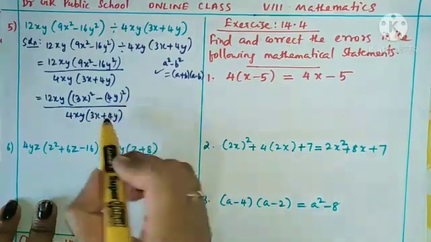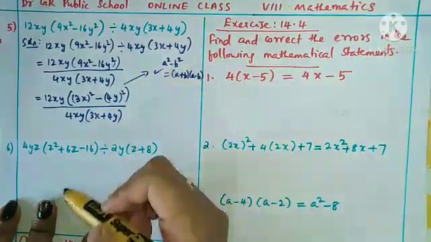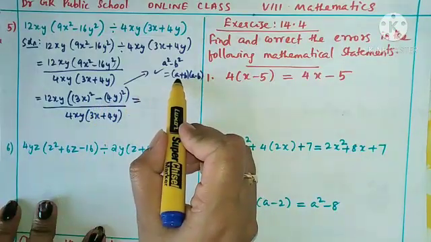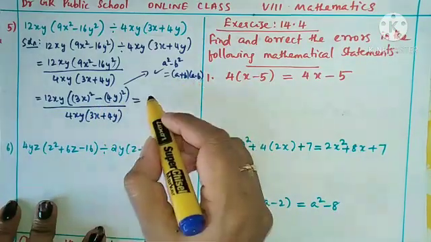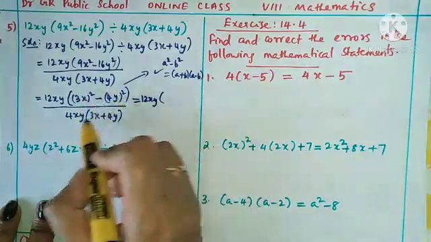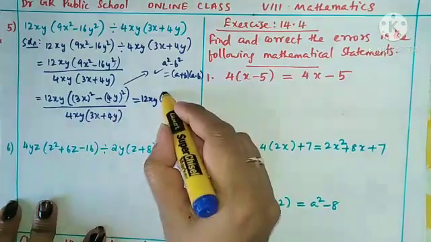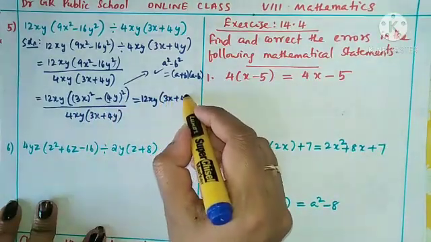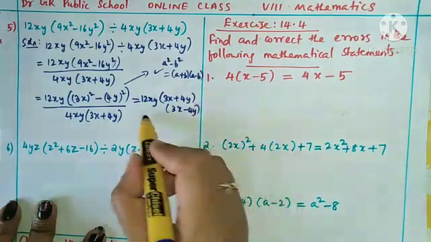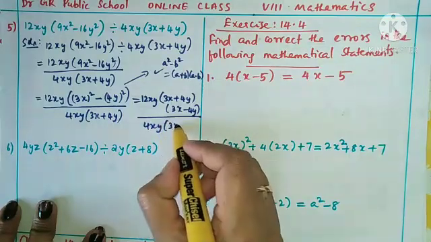Now you see this is equal to this identity form, so that we are going to write it of the form a plus b into a minus b, that is 12xy into a square minus b square. In the place of a 3x, in the place of b 4y. So a plus b means 3x plus 4y. A minus b means 3x minus 4y divided by 4xy into 3x plus 4y.